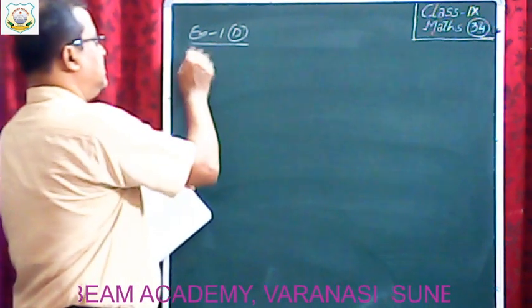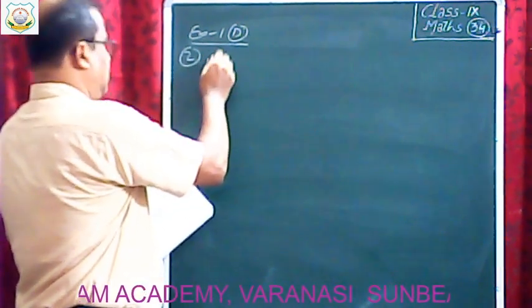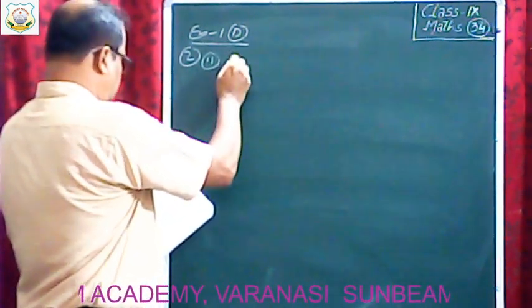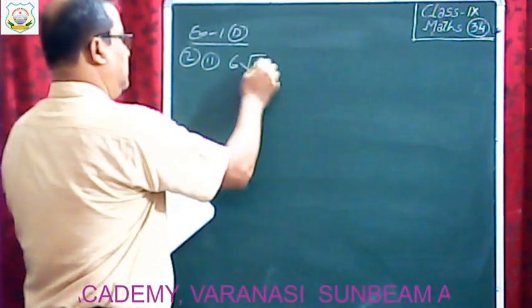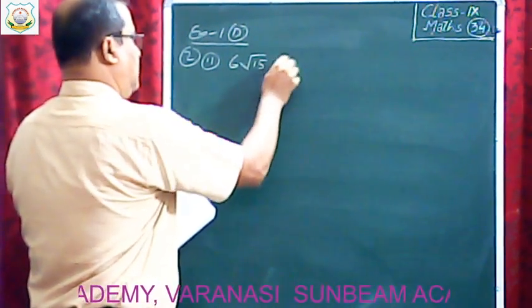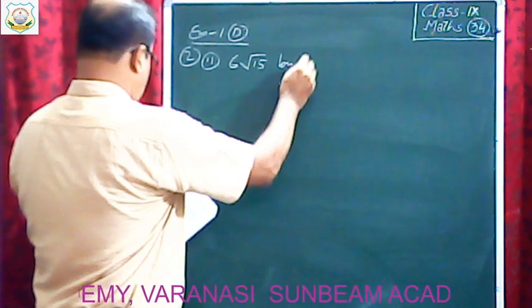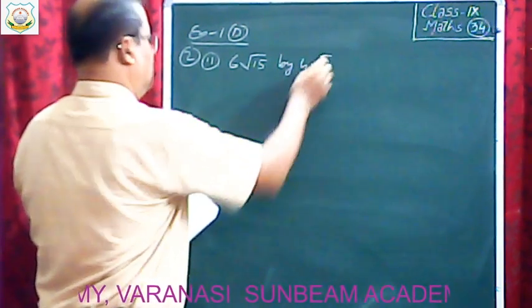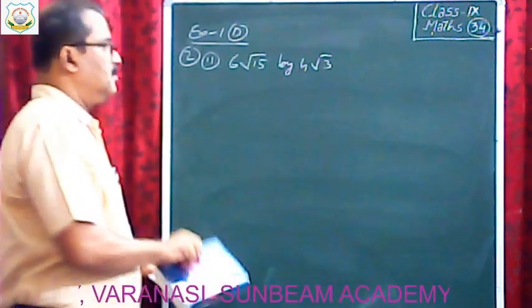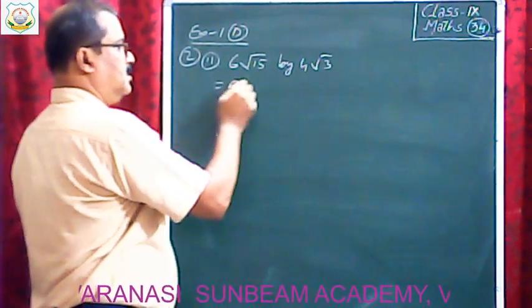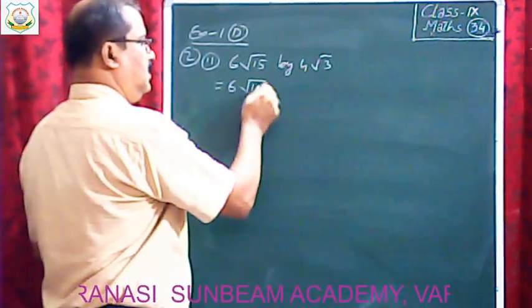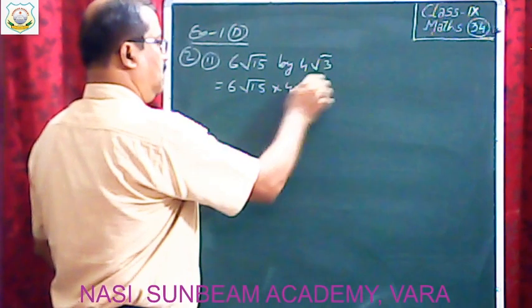Question number 2, very simple. Taking second. Multiply 6 root 15 by 4 root 3. So simple. So 6 root 15 into 4 root 3.